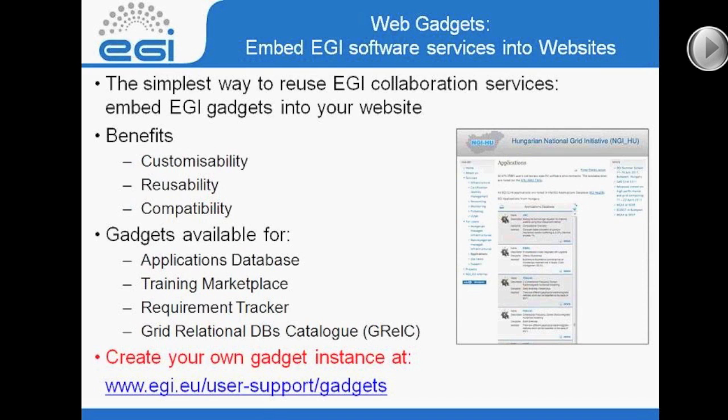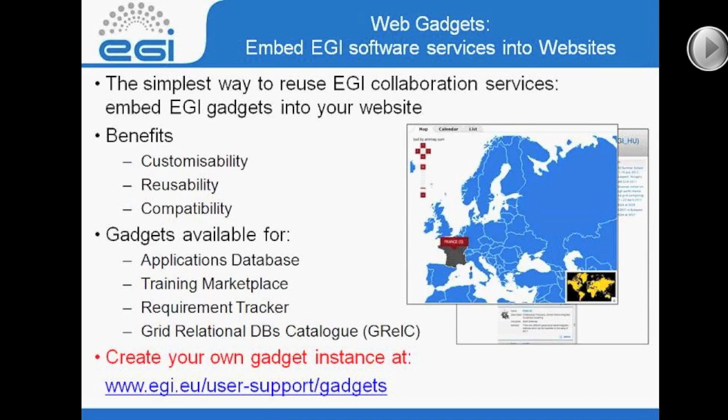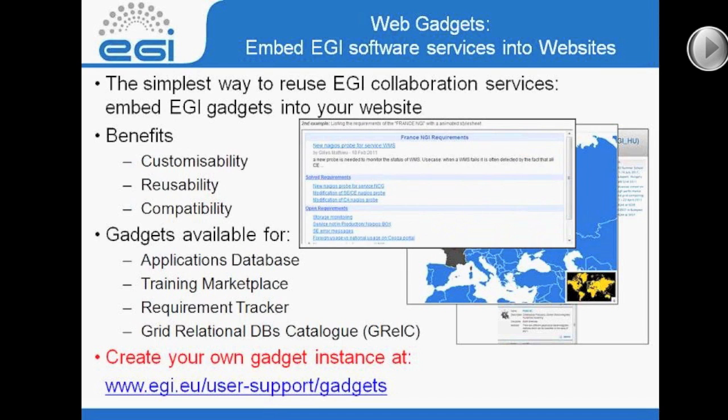This slide just shows a nice feature of the software services I talked about on the previous slide. Some of these services, such as the application database, the training marketplace, the requirements tracker, and the grid relational database catalog, have a so-called web gadget instance. The web gadget is basically a customized view of that service in a web frame, and this web frame can be embedded into any website.